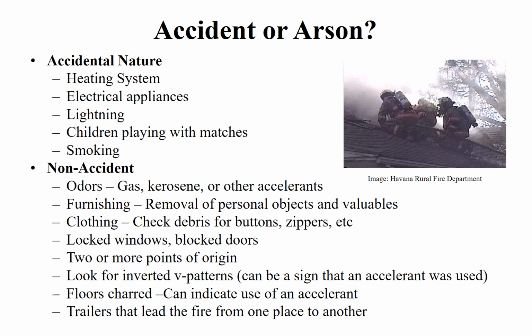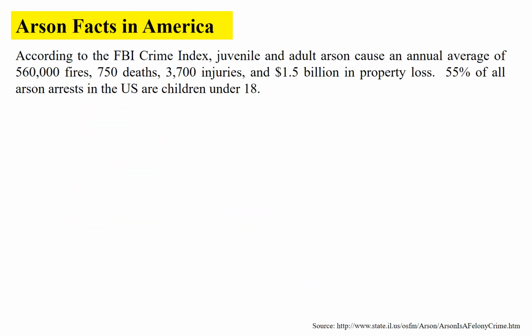Inverted V patterns, that's a sign that an accelerant was used. If the floors are charred, those can also indicate the use of an accelerant. And trailers that lead the fire from one place to another, okay? So trailers are like little lines. That's an indication of accelerant.